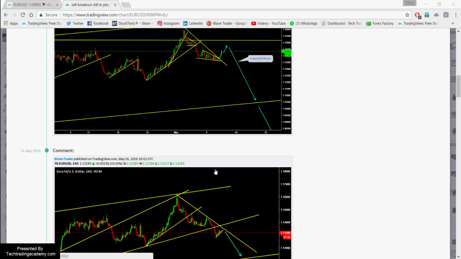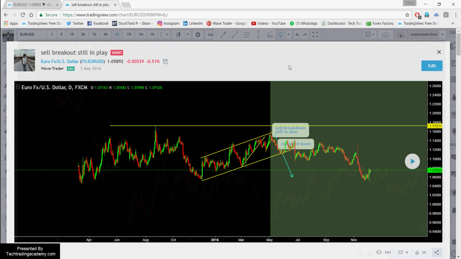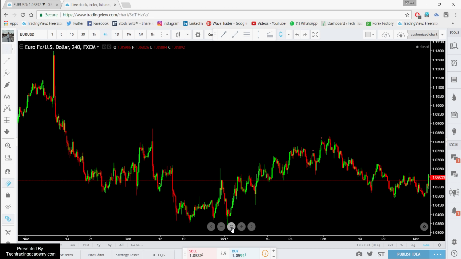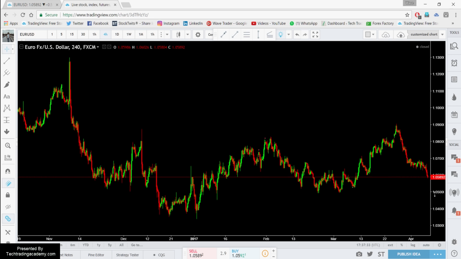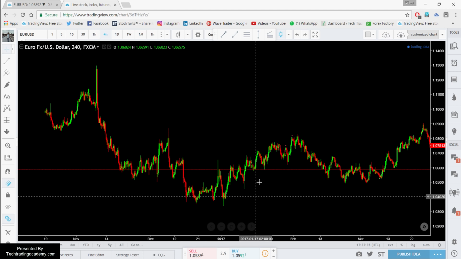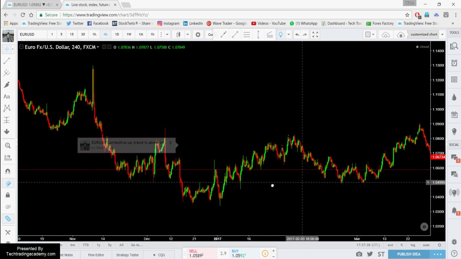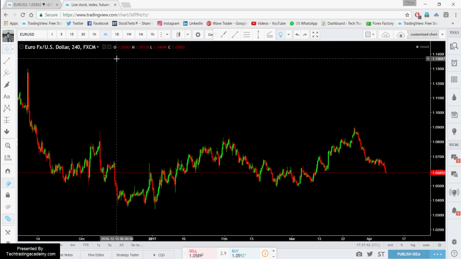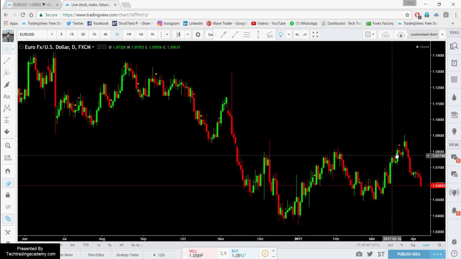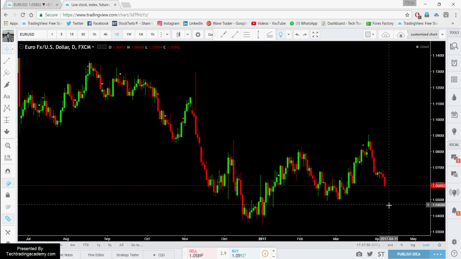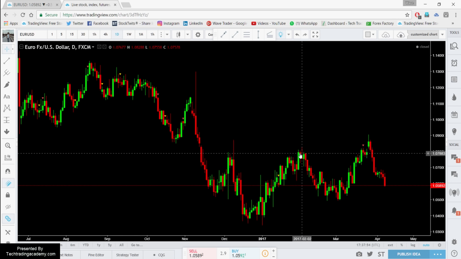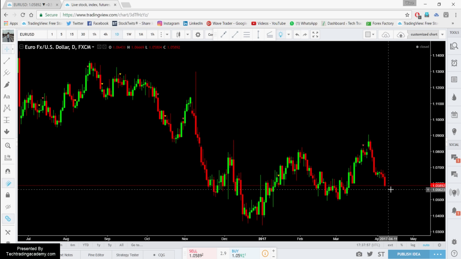I'm still looking for continuation rather than reversal from the bottom. Currently we are watching price action. In the previous trade setups, we were looking for sell here, we got that way. We were looking for buy here, we got that way. We were looking for sell here, we got that way. Now watching price action.